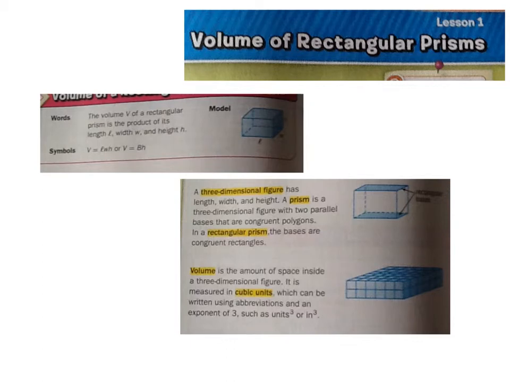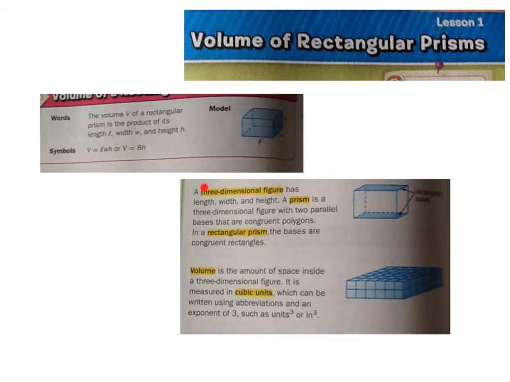This is Chapter 10, Lesson 1, Volume of Rectangular Prisms. So in this chapter, we are going to be finding volume and surface area. So in Lesson 1, when we look at the volume of a rectangular prism, we're given another formula. So we will put this down in our equation section in our notebook.